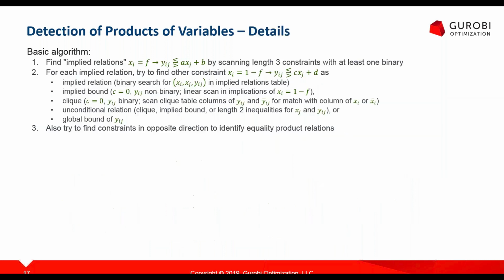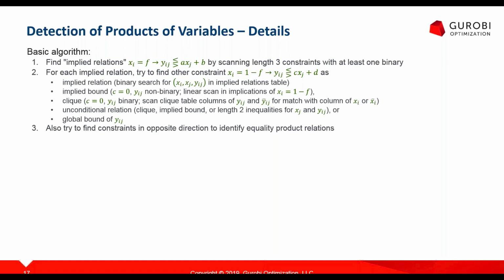Okay, some more details, because detection is quite involved and it is not so easy to make sure that this is fast in practice. So I'd like to talk a little bit about the tricks to make it fast. As I said, the basic algorithm is to first find all the implied relations by scanning the length 3 constraints with at least one binary variable. Those are stored in an intermediate table, an implied relation table.